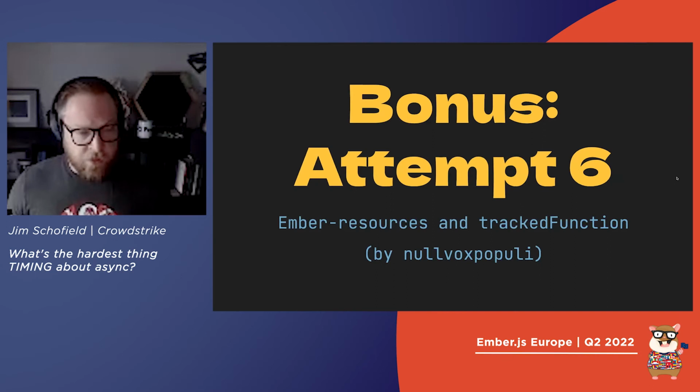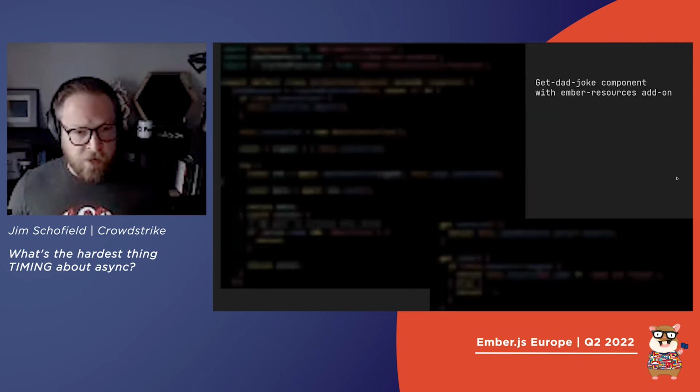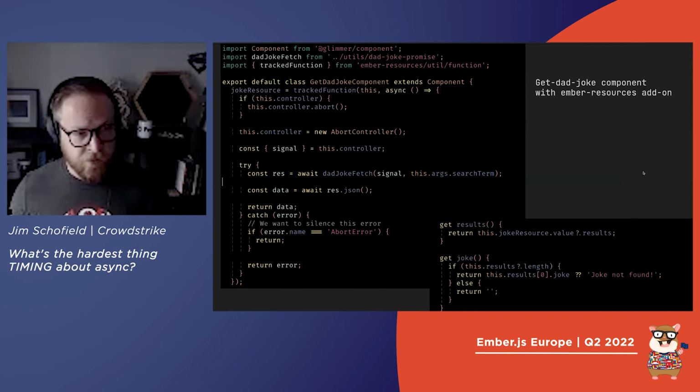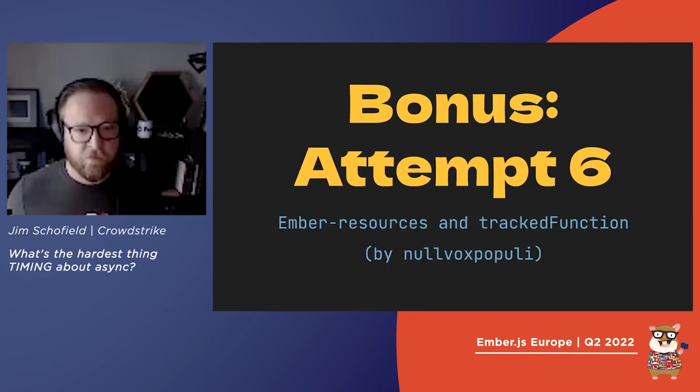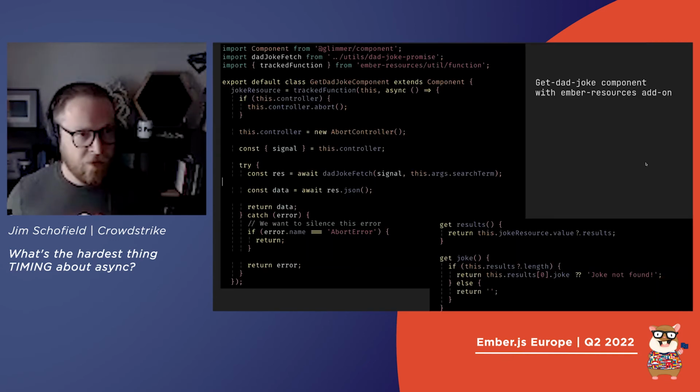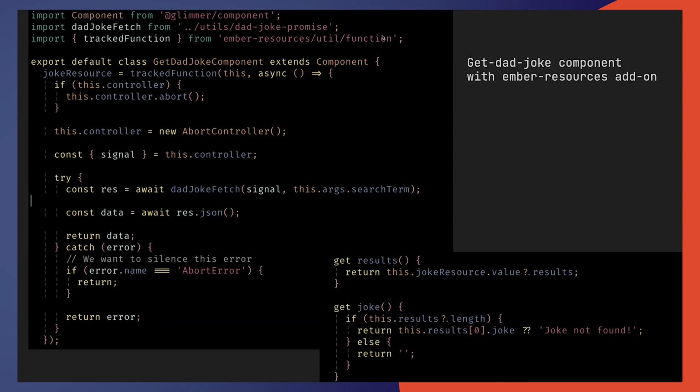So here's a bonus, attempt number 6, and this is actually one of the first things that I found. Big shout out to NullVoxPopuli for helping me through this world. He has created ember-resources, which you can use today. And this is an example of a trackedFunction. A trackedFunction is basically a function that will create resources for you and then manage them for you.